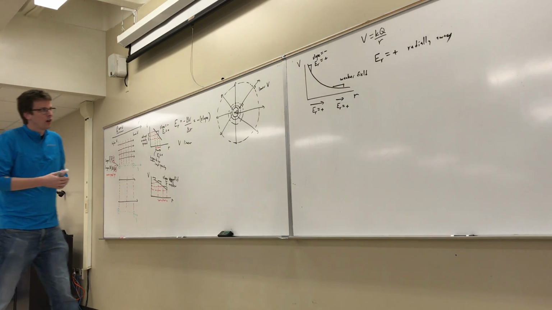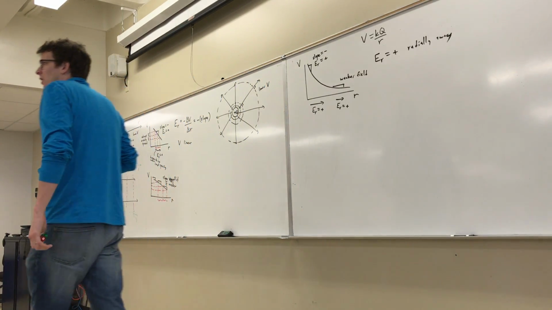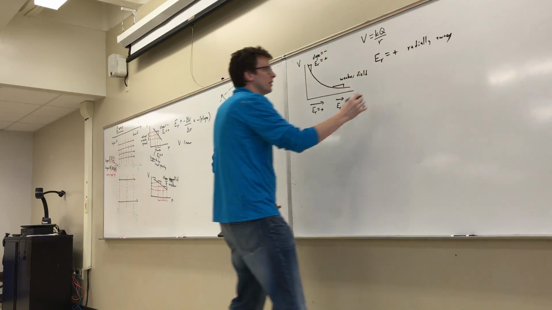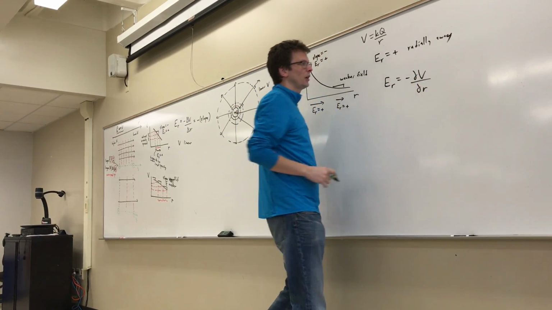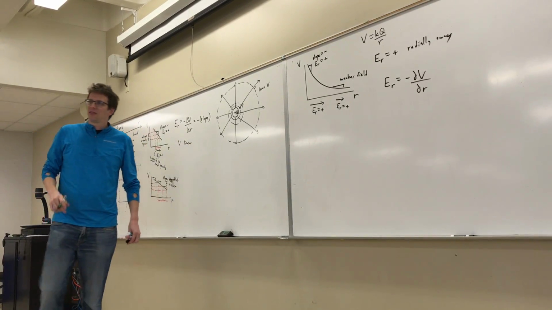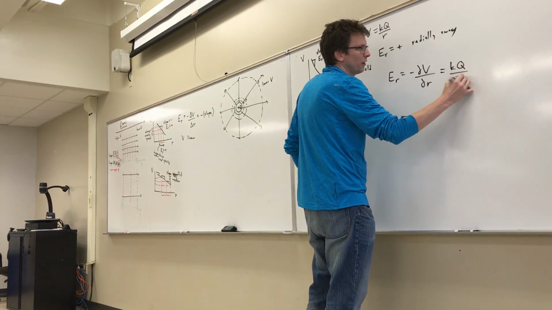In fact, of course, you guys know from math class, when you're taking the slope, what's the mathematical operation that's taking the slope? Derivative. Derivative, right? So you could take the derivative, multiply it by -1, and you get the electric field, and what would you get? You would get KQ over R squared.